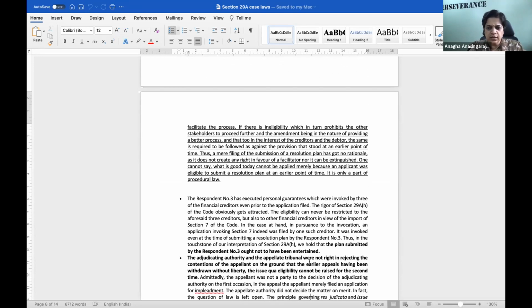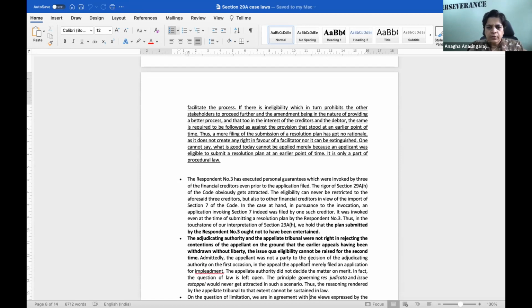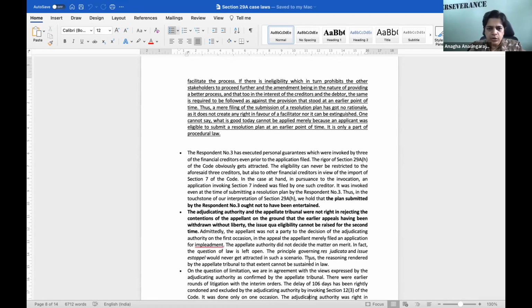So this further discusses whether he is eligible on that particular date or not, then about the execution of the personal guarantees which were invoked by the financial creditors, and at what point in time it will get attracted.